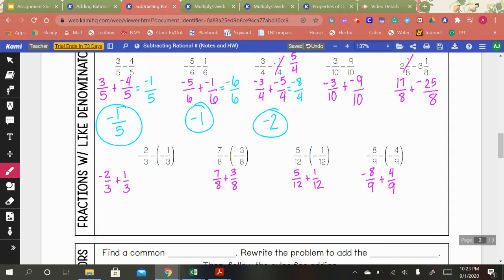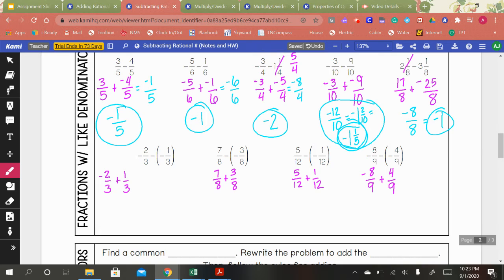And moving right along, we have -3 plus -9 is going to be -12 tenths. And that becomes -1 and 2 tenths, which is the same thing as -1 and 1/5. And like I've talked about on multiple videos, all three of those answers are correct. The most correct answer is -1 and 1/5. All right, next one, we have opposite signs, so we're going to subtract. 25 minus 17 is going to be -8 over 8, which is the same as -1.